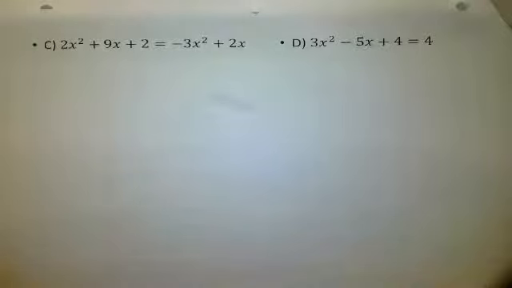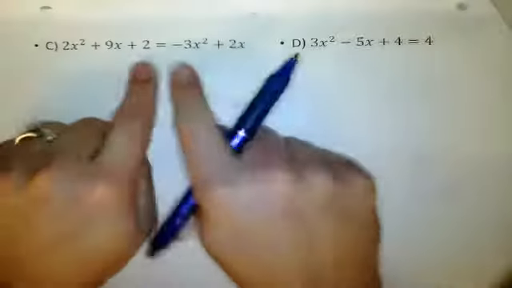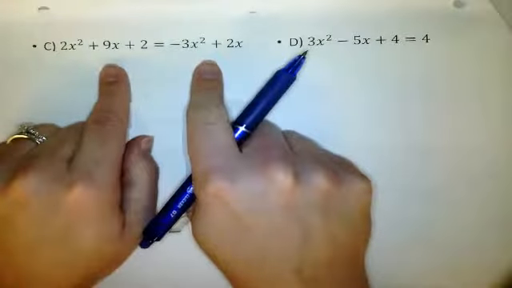We have letter C, 2x squared plus 9x plus 2 is equal to negative 3x squared plus 2x. All right, what's the first step? Set it equal to 0. We need a 0 on one of these sides.